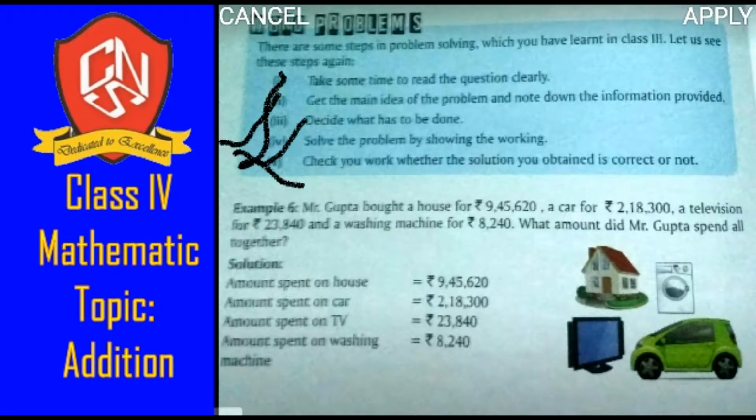Now we are going for the example that is given over here. So what is the example? Mr. Gupta bought a house for rupees 9,45,620, a car for rupees 2,18,300, a television for rupees 23,840, and a washing machine for rupees 8,240. What amount did Mr. Gupta spend altogether? So now we can see the different amounts.